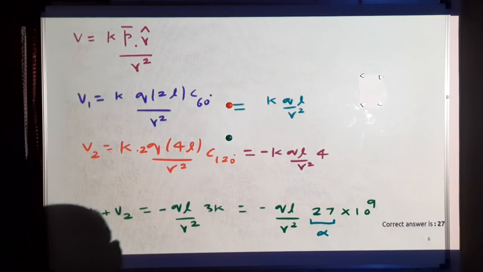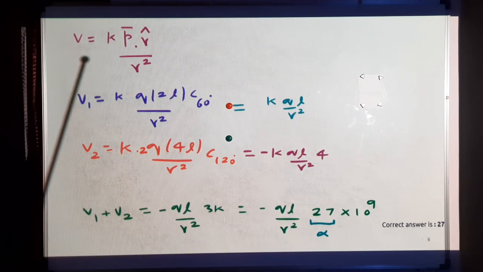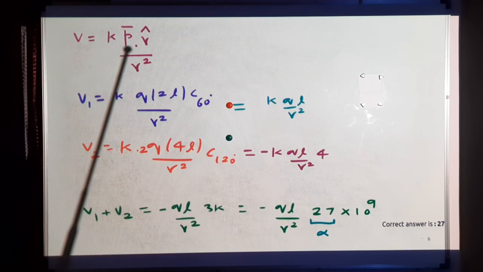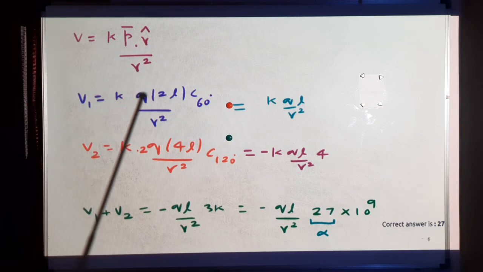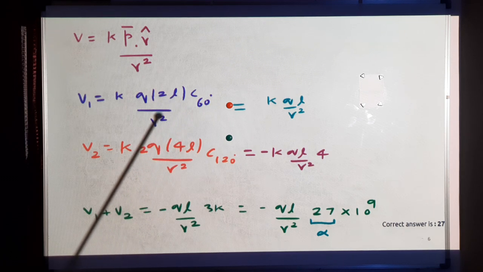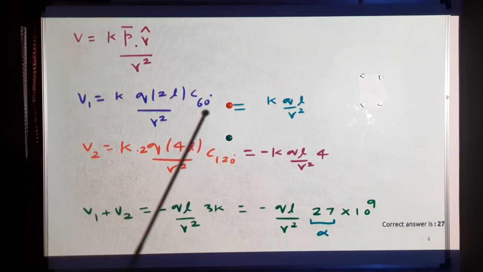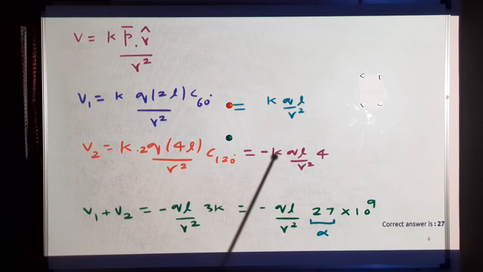This is the correct answer. So this would explain it here. For a dipole, the potential is K, which is 1 by 4 pi epsilon naught, into P dot R cap by R square. This is due to a dipole P at a distance R from the center of the dipole. So for the first dipole, the charge is Q and the separation is 2L, and the angle between the dipole moment vector and the R vector is 60 degrees. And for the second dipole, the charge is 2Q, the separation is 4L, and the angle is 120 degrees. So it's minus this one. So the total potential is the sum of these two by the superposition principle. Comparing this with the given expression, you get alpha is 27.